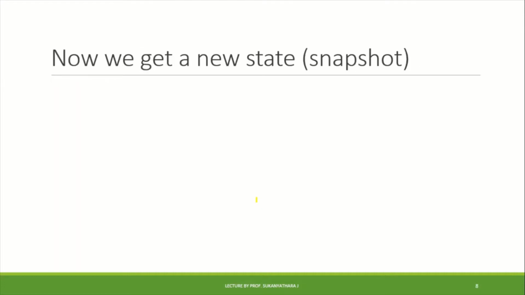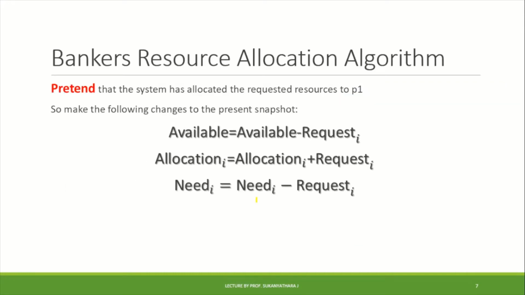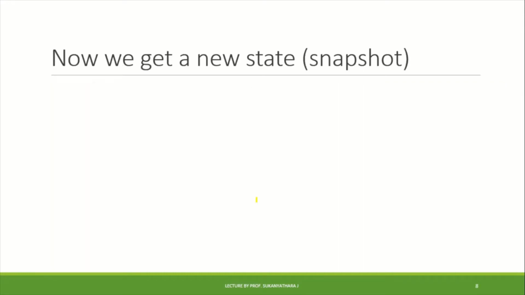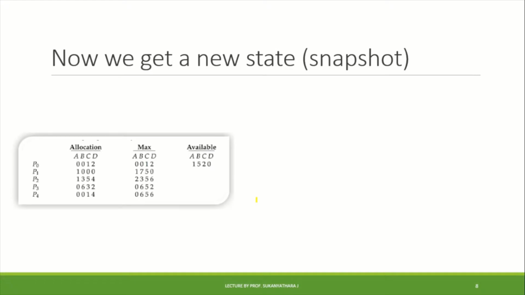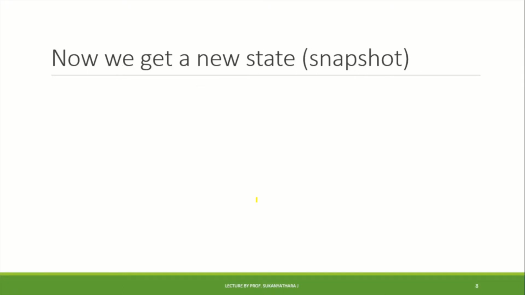Here P1 is asking for resources 0420. So request of I is 0420. And you have to make these changes. Available is equal to available minus request of P1. Now allocation of P1, you have to make that change in the allocation matrix: allocation plus request of P1. Need must be updated like need minus request of P1.